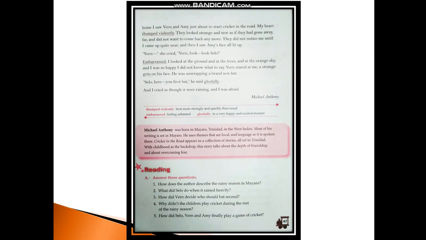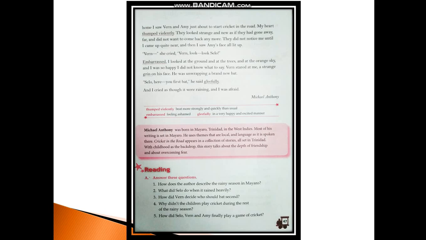Fourth question is, why didn't the children play cricket during the rest of the rainy season? So the answer would be, the children did not play cricket during the rest of the rainy season because Cello threw Vern's bat and ball into the bushes, which is why Vern and Amy stopped talking and playing with Cello. Okay, let me just repeat this answer.